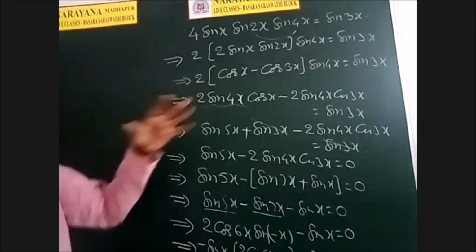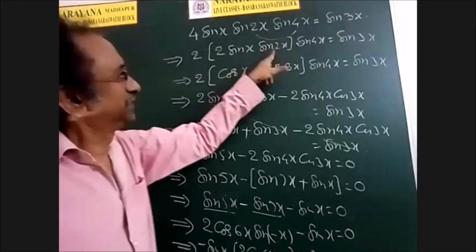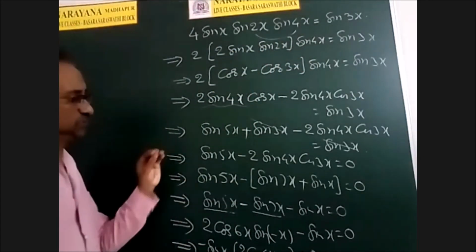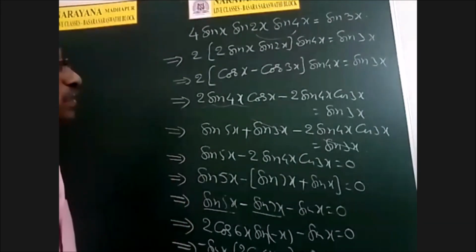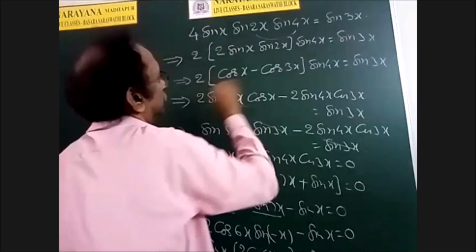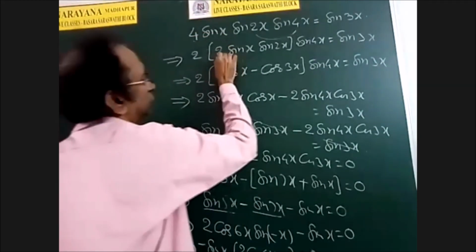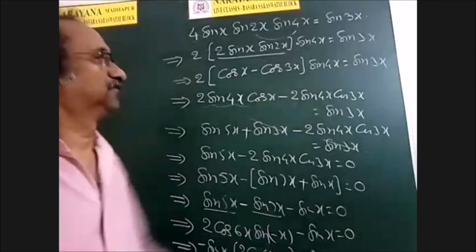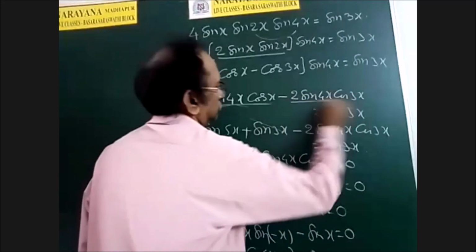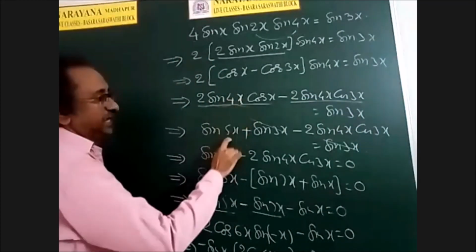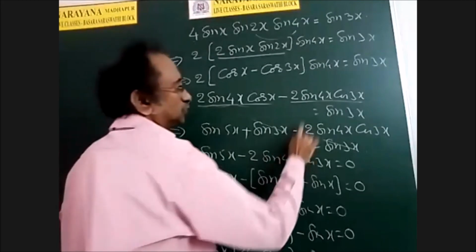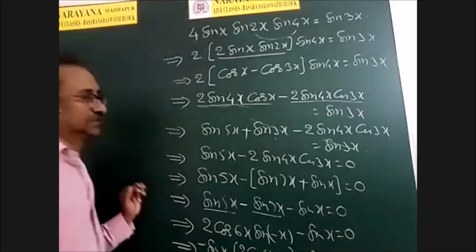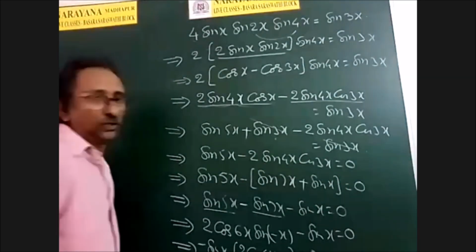See once again, suppose if I take instead of this, I will take sin 2x into sin 4x, I may get it easily, but no problem. So just 1 or 2 steps difference, that's all. See once again what I have done. 2 sin x into sin 2x: cos(A minus B) minus cos(A plus B), into sin 4x. Once again transformations: sin 5x plus sin 3x minus 2 sin 4x cos 3x. Both sides this is cancelled. So sin 5x minus 2 sin 4x cos 3x is equal to 0.